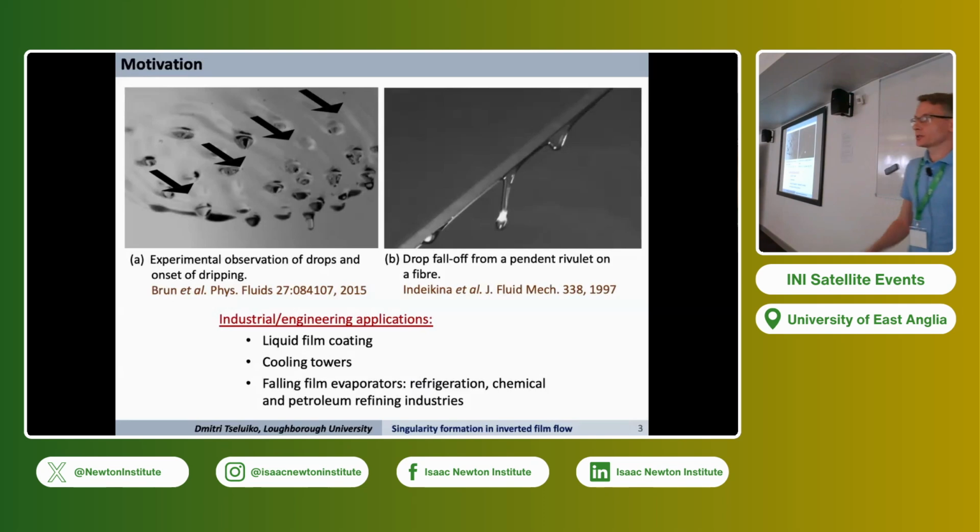So in this talk, I consider flow on the underside of an inverted plate. Most of the research focused on the flow on the upper side of an inclined plate, but flows on the underside of inclined surfaces are also important in various applications, and the interest in analyzing such flows has been growing. The applications are, for example, in liquid film coating, in cooling systems, in falling film evaporators, which arise, for example, in refrigeration, chemical and petroleum refining industries.